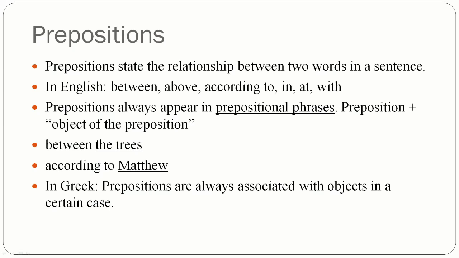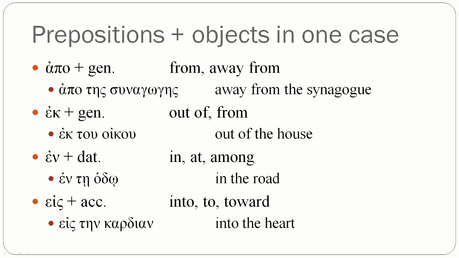Now, in Greek, prepositions always take their objects in a certain case. There are prepositions that take objects in one case. There are also prepositions that take objects in multiple cases, and those are a bother because each case gives a slightly different meaning to the preposition. But fortunately, these first four prepositions that we are going to learn take their objects in only one case. So you can basically think of these prepositions just as vocabulary words.